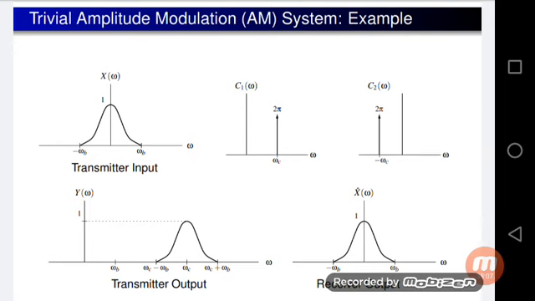And the next one is trivial amplitude modulation system examples. These waveforms represent trivial amplitude modulation systems, and we are observing several examples: transmitter input and receiver output. First, the transmitter input is split or quantized.